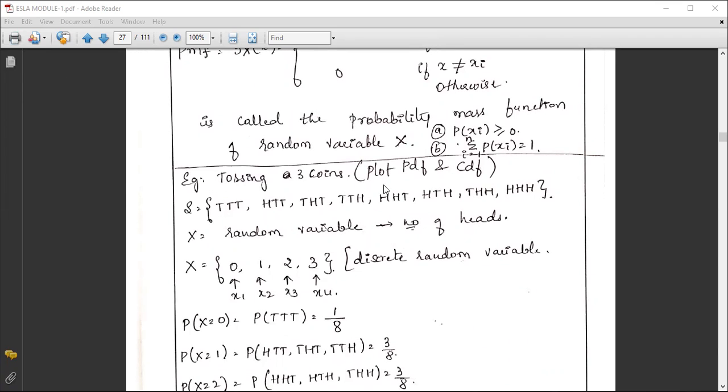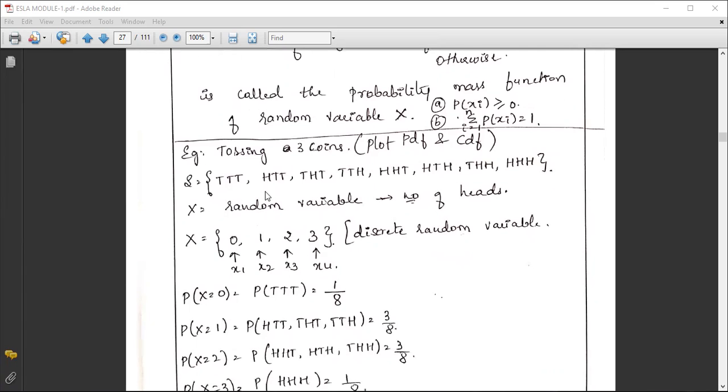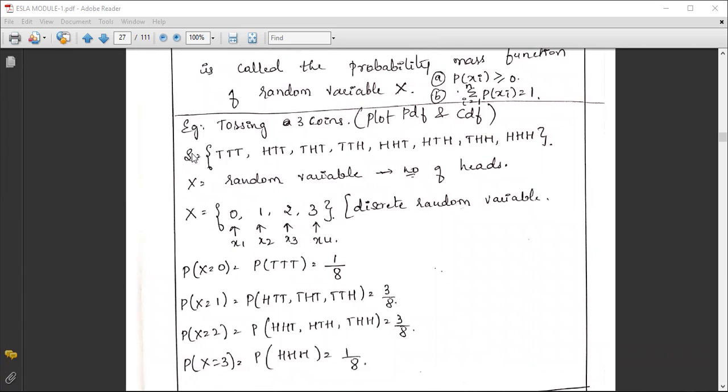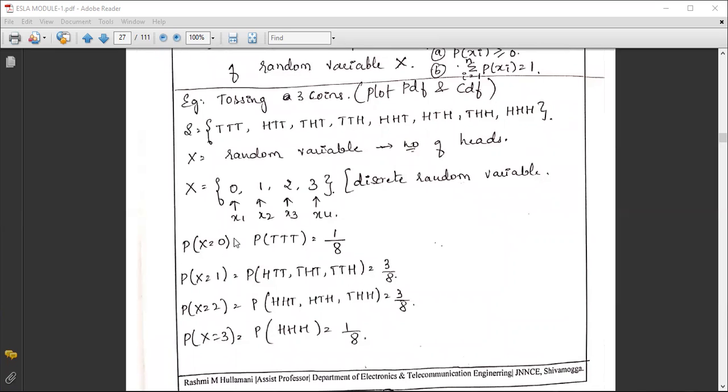For example, tossing 3 coins, we get the sample space of outcomes: tail, tail, tail; head, tail, tail; and so on. We get 8 possible outcomes if we toss 3 coins at a time. Then the discrete random variable takes the values 0, 1, 2, 3.